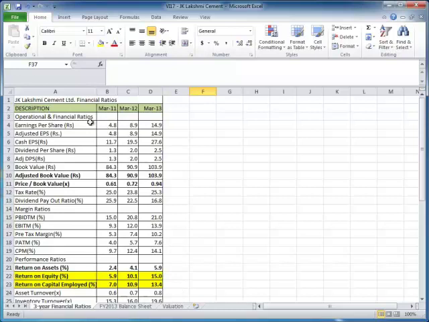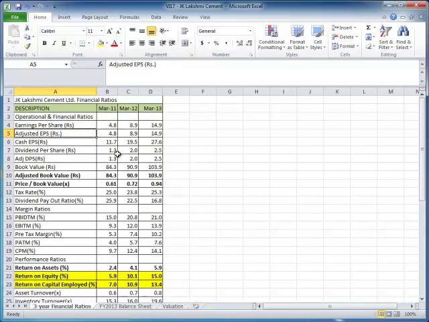So we'll go through each line so we understand what's going on. This is from their financial statements for March 11, 12, and 13. The first category is going to be operational and financial ratios. First we have earnings per share, and we can see this has been going up consistently over the 3 years.